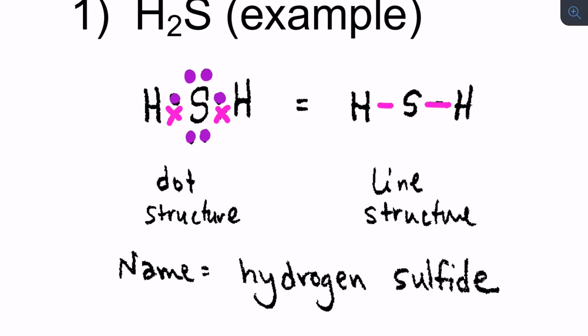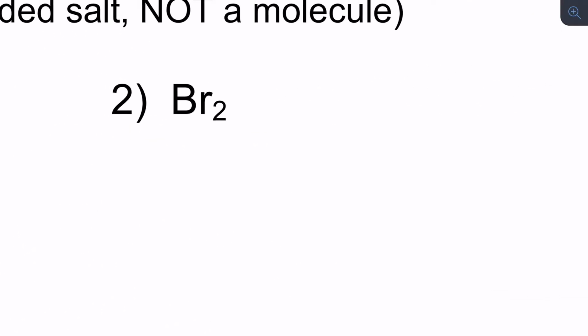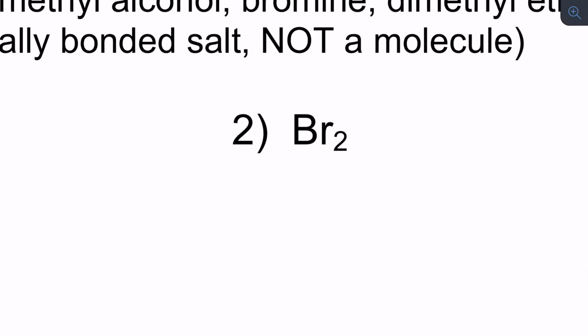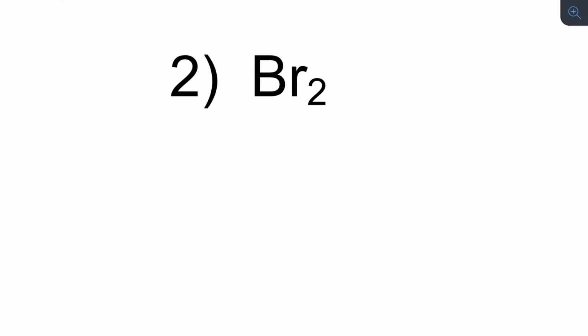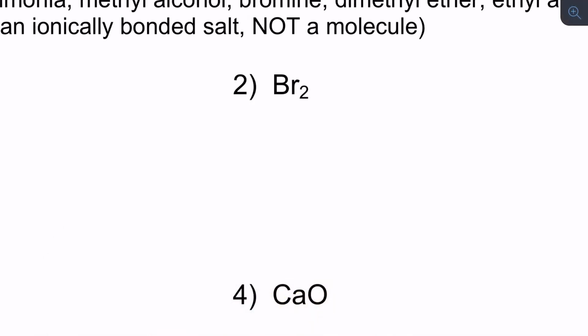So let's look at problem number 2, Br2. So again, first we want to start by putting our electrons around the table by looking at how many electrons it has in its valence shell. Bromine is here in column 7, which means it has 7 valence electrons. So I'm going to draw my first bromine with 7 electrons. There's its 7.